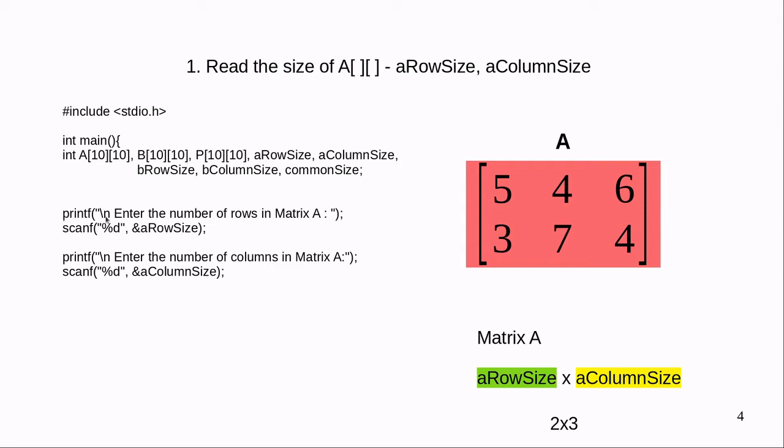And then here in the printf statement, we are prompting the user to enter the number of rows in matrix A, that is scanned and stored to the variable A row size. After that, the number of columns in matrix A is asked. In this case, it's 3. That's scanned and stored to the variable A column size. Okay, so the size of matrix A gets stored to the variables A row size and A column size.